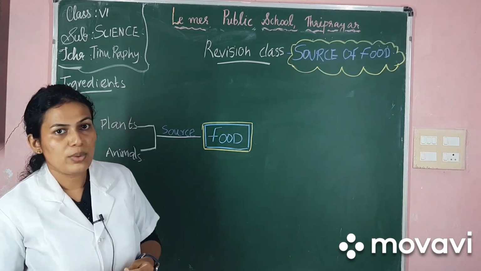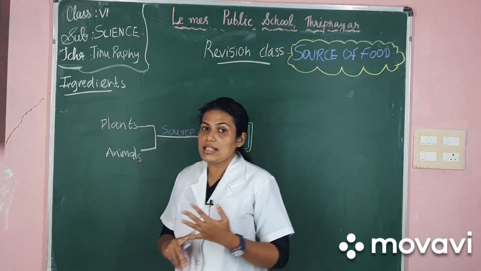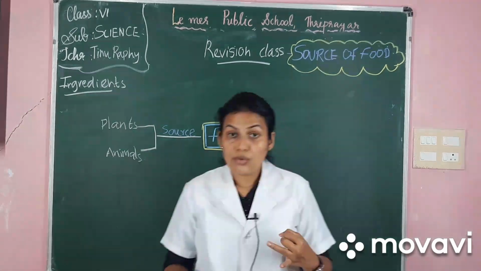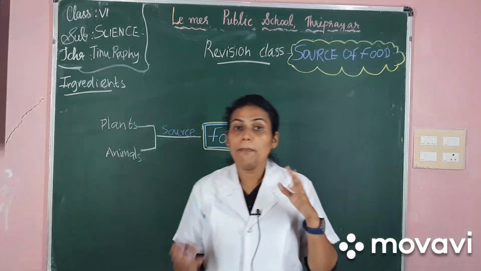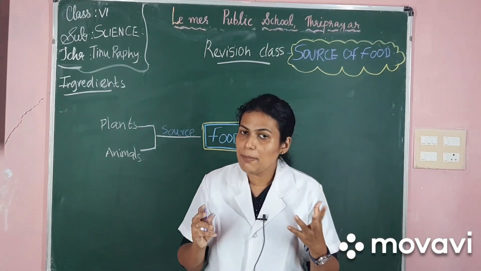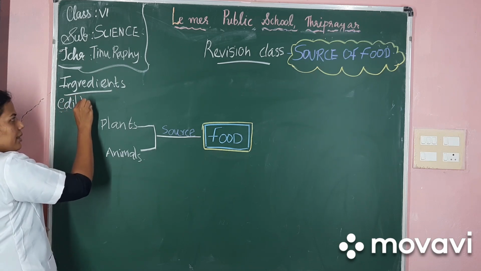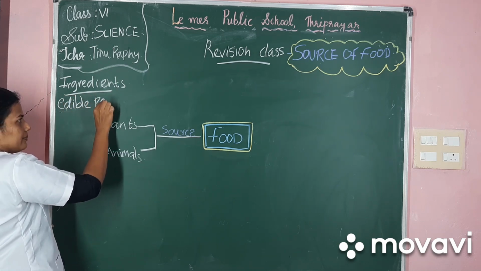Later in this chapter, we learn about food materials from plants. The plant materials like cereals, pulses, fruits, vegetables, etc. The part of a plant that can be eaten is called the edible part. So those parts which can be eaten are called edible parts.